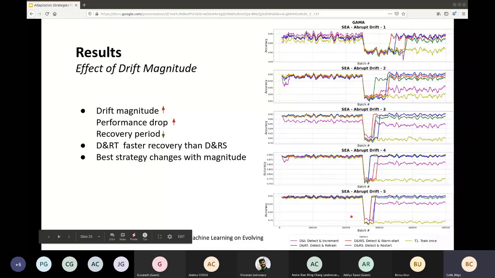When we look at the strategies, we can see that detect and retrain, which is the green line, usually recovers faster than detect and restart, which is fully optimizing the pipelines from scratch. And we can also see that although reoptimization works quite well in different drift magnitudes, the performance of strategies changes as the drift magnitude changes, which is theoretically suggested, but this also shows that that is the case.